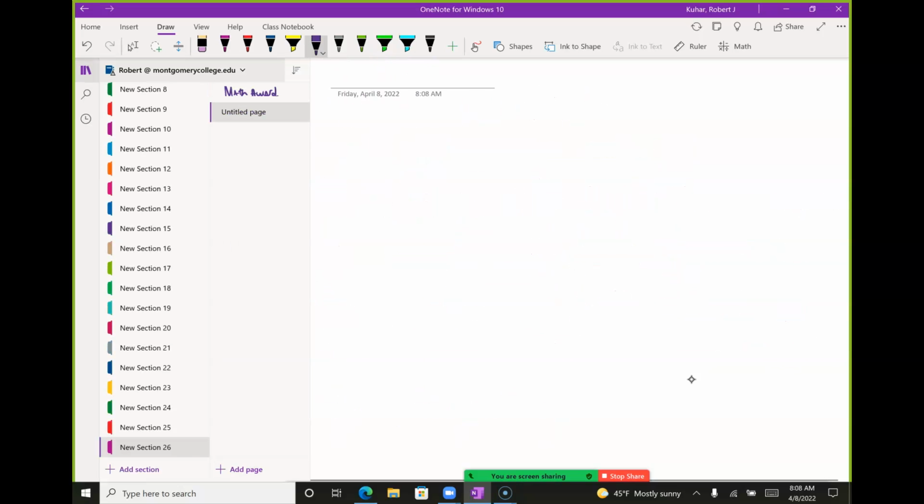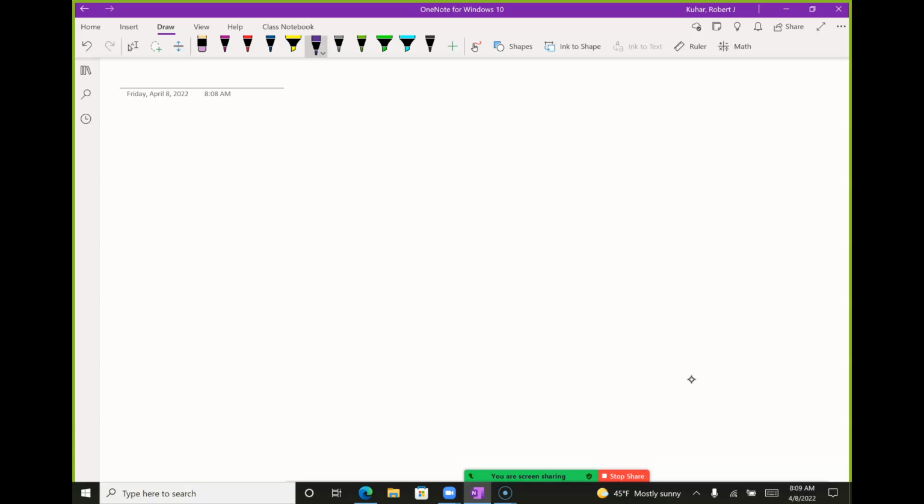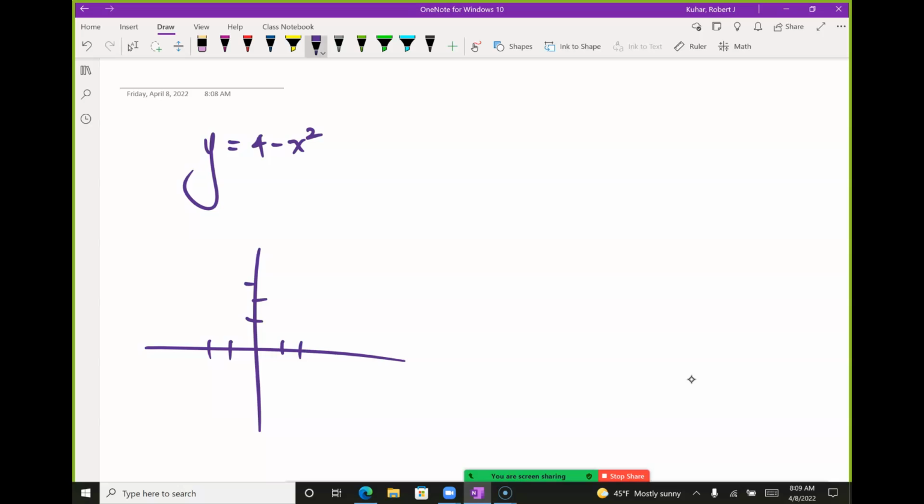So let's do y equals 4 minus x squared, right? So that particular function. And let's find the min distance from the point 0, 2. So you can probably tell here there's two min distances, right? There's some symmetry here. But I just want to find the one in quadrant 1, right?